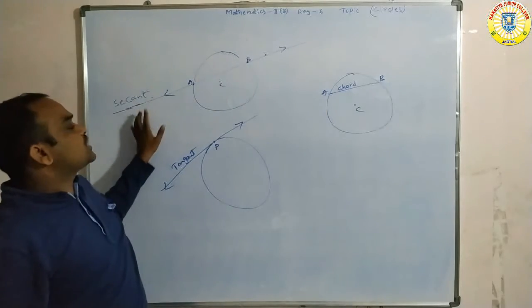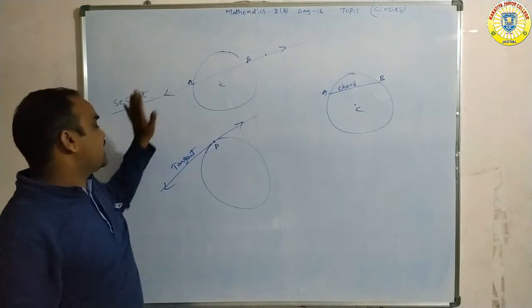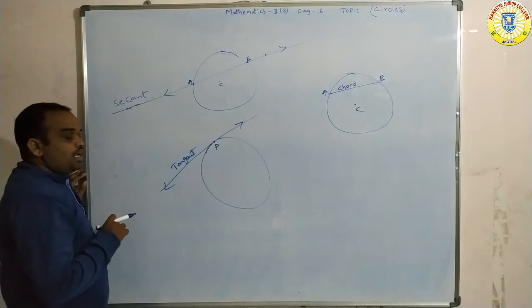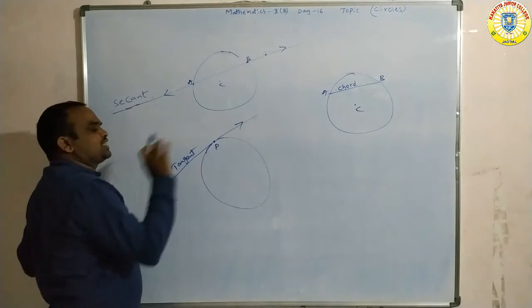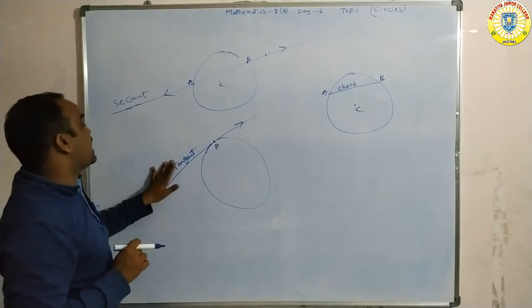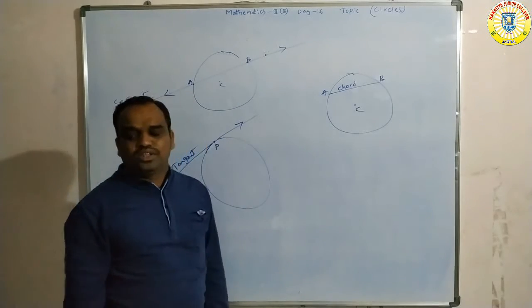A line that passes through two points on the circle is called which one, sir? Secant. A line that passes through only one point on the circle, otherwise a line that touches the circle, is called which one, sir? Tangent. This is the tangent, this is the secant, this is the chord.